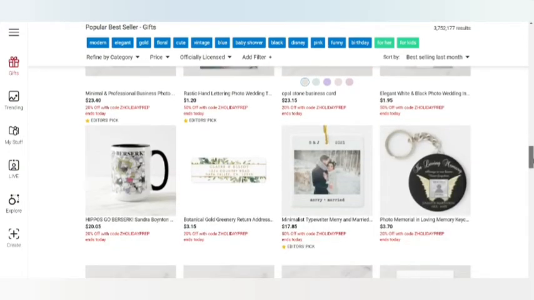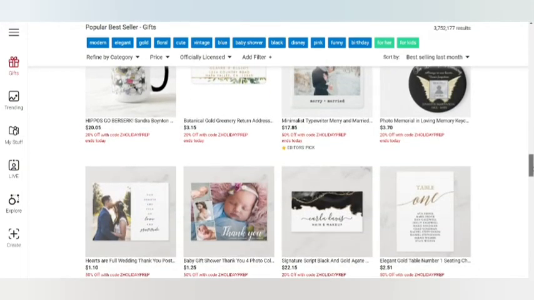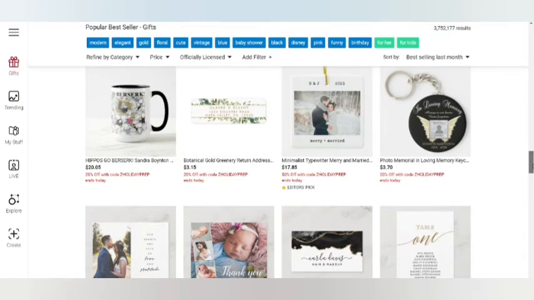Most of the products, you can get the idea, guys. Most of them are templates. Templates sell amazingly well on Zazzle.